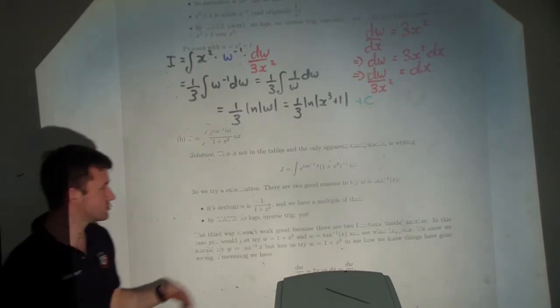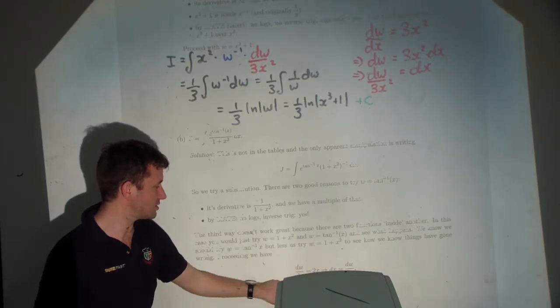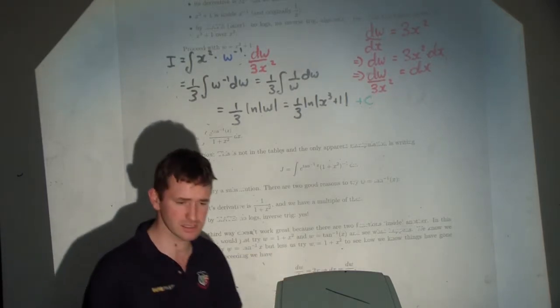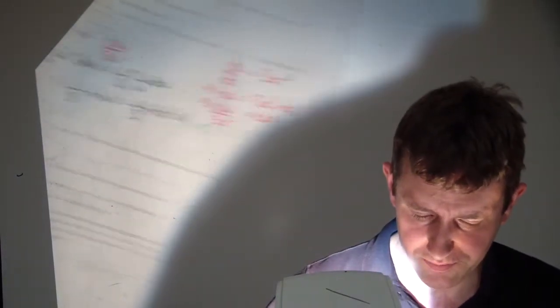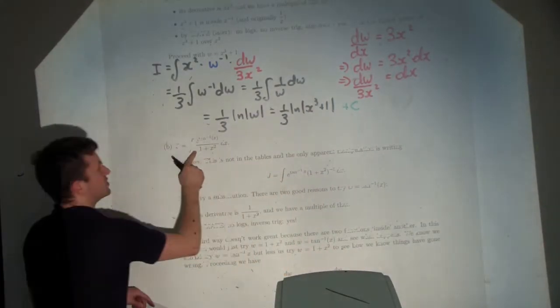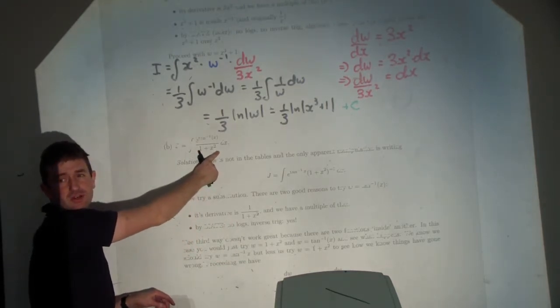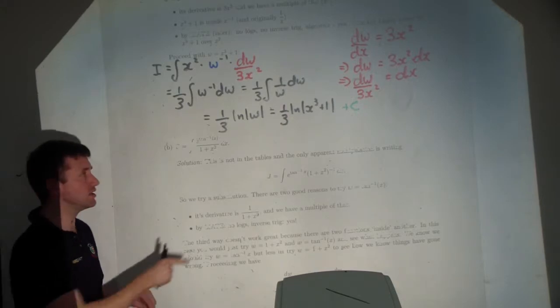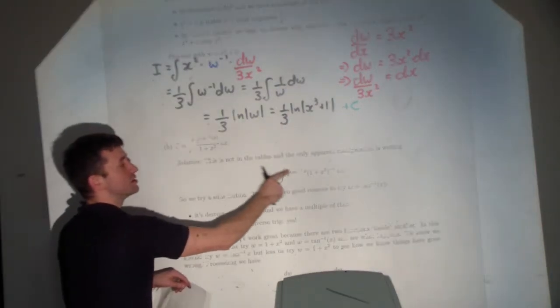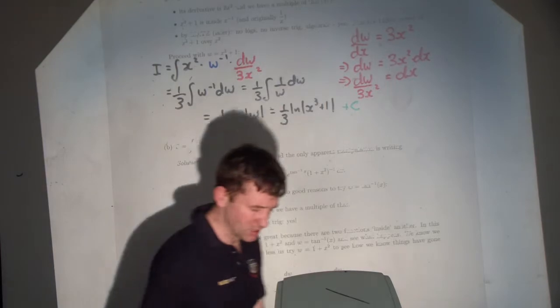So you will have to differentiate this. You get dw dx is 2x. You will get dx is dw over 2x. Let's see what you end up with. Why do we get 1 plus x to the power of minus 1? Where did that come from? So this is divided by 1 plus x squared. Positive powers are multiplying, negative powers are dividing. Divide by this once is power of minus 1.